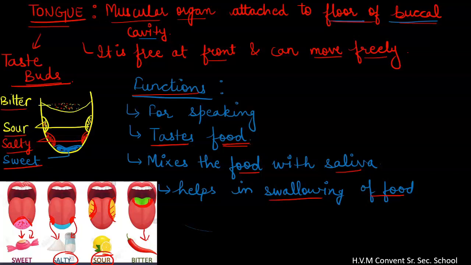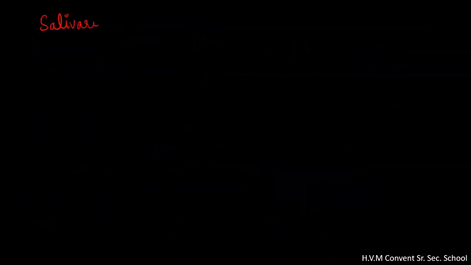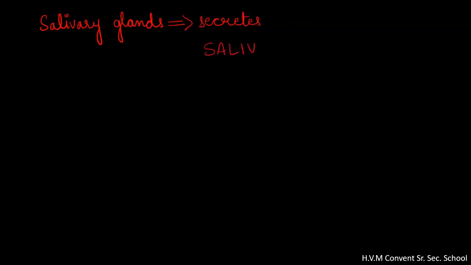We have covered two parts of our mouth and buccal cavity: teeth and tongue. Now let us talk about salivary glands. Salivary glands are the glands present in our buccal cavity, and they secrete a special, transparent liquid called saliva. So salivary glands secrete saliva.